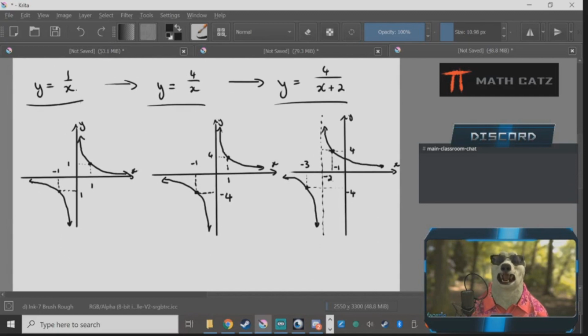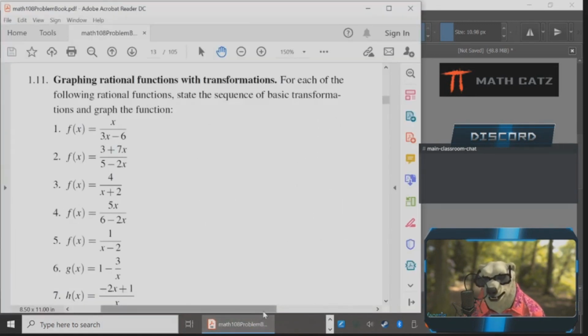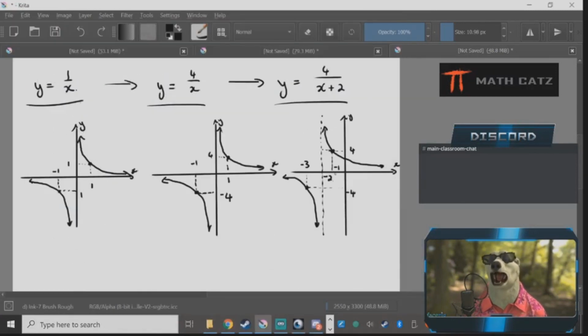Now I can, of course, find a y-intercept. Do they actually even care in the question? I don't know if they actually care. State the sequence of basic transformations and graph it. All right. It's always nice, though, to have a y-intercept. Basic requirement here is a y-intercept.